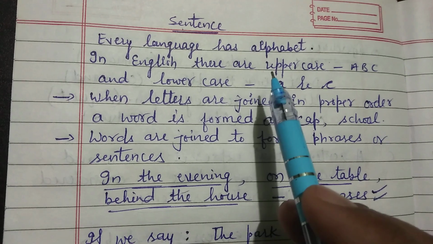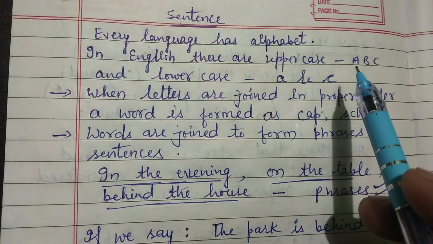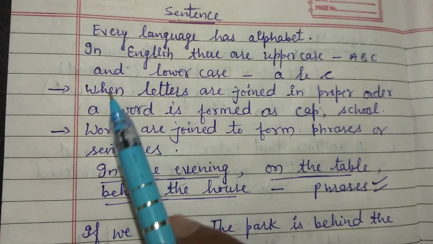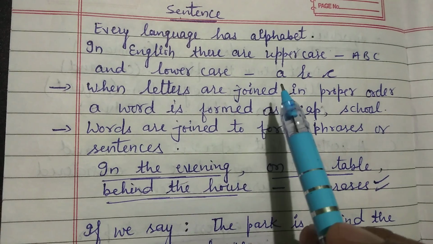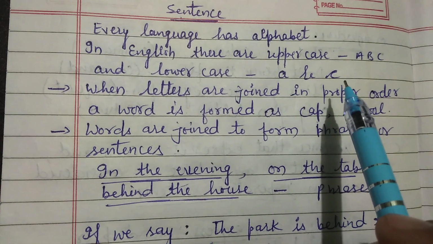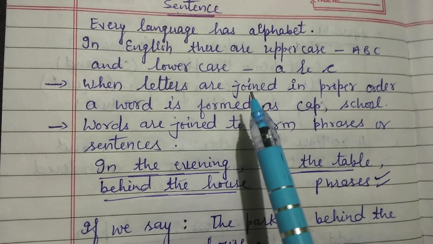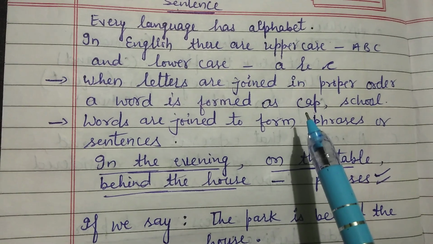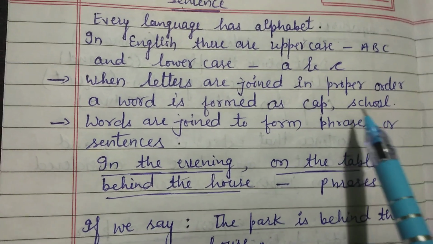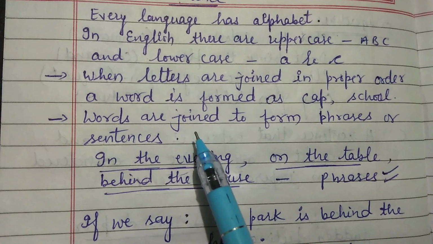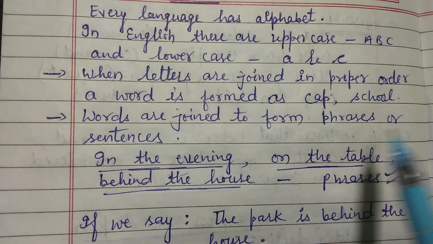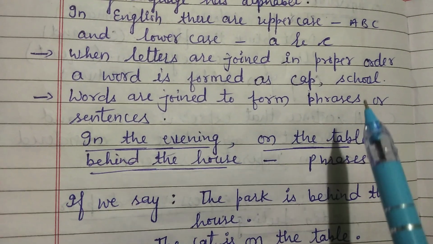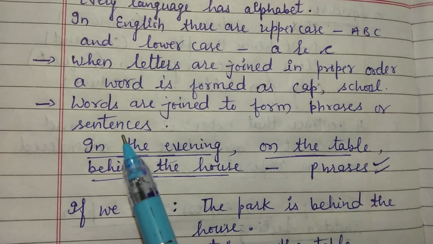We write them as uppercase, as has been shown in front of you, as A, B, and C, and we write them as lowercase as a, b, and c. When letters are joined in proper order, a word is formed, as the words cap and school are written. Words are joined to form phrases or sentences. That means when words are joined, we can make either a phrase or a sentence.